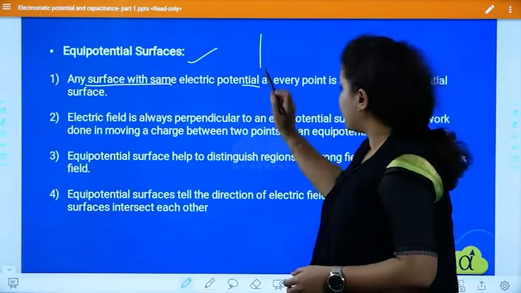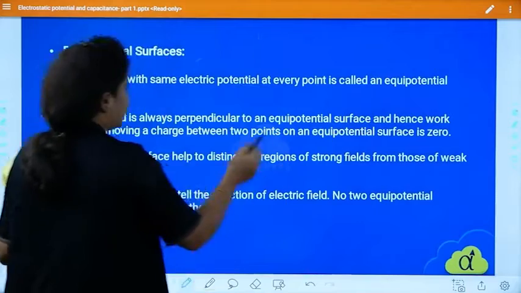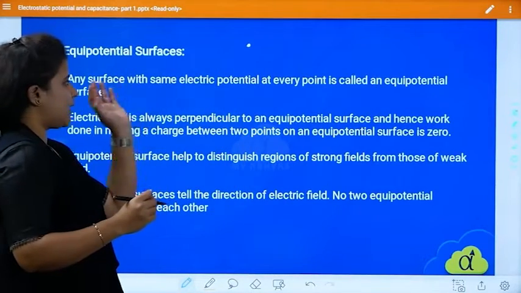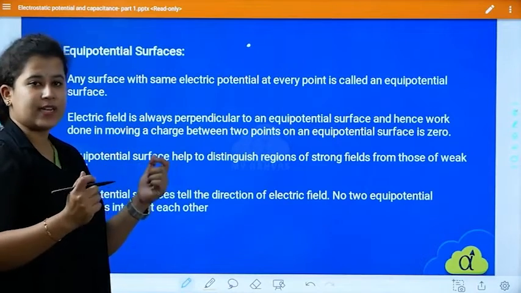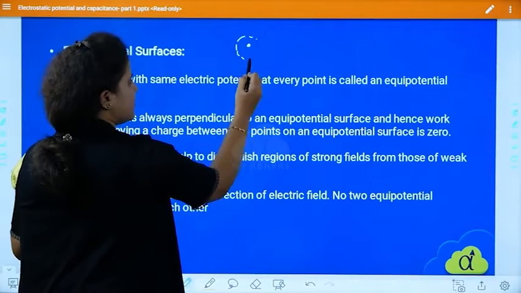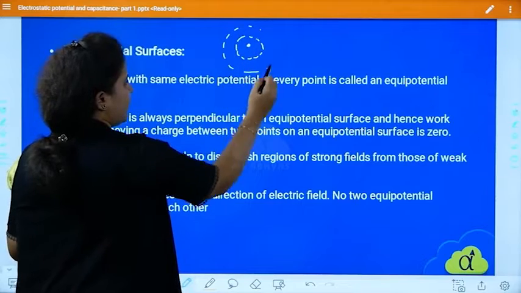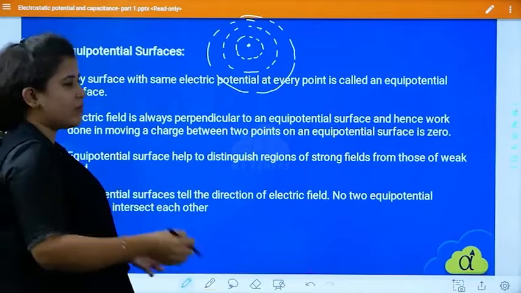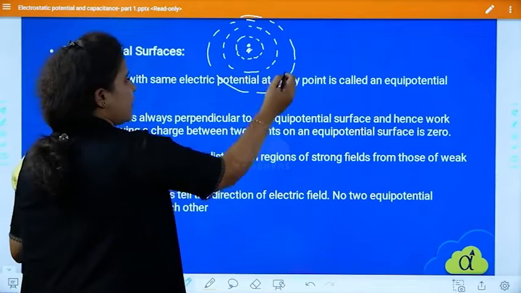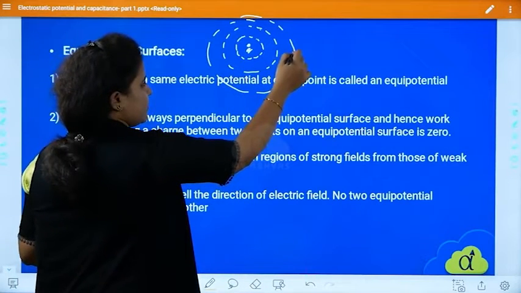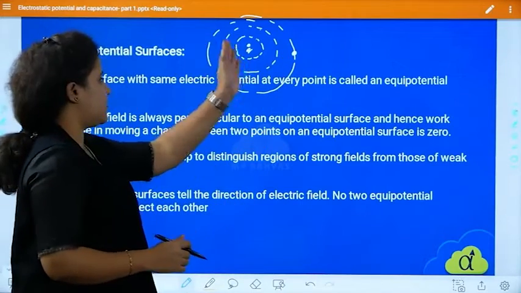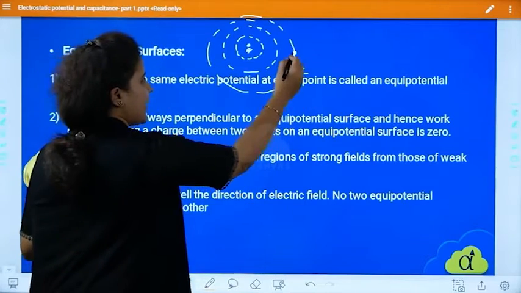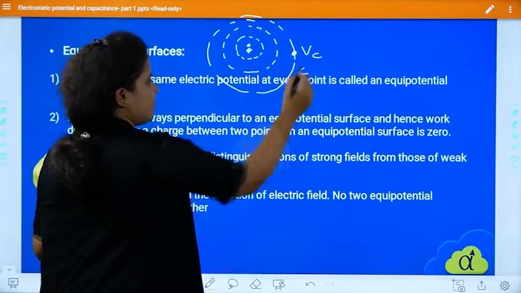For example, if I take a point charge, so I just consider a point charge. Once I consider a point charge, what will happen? See, I have told you the same electric potential. Due to the point charge, we get concentric circles, right? The electric field will be in terms of concentric circles. Now, due to the point charge Q, what will be the potential on the surface C? How can I calculate that? I'll just take it as VC.